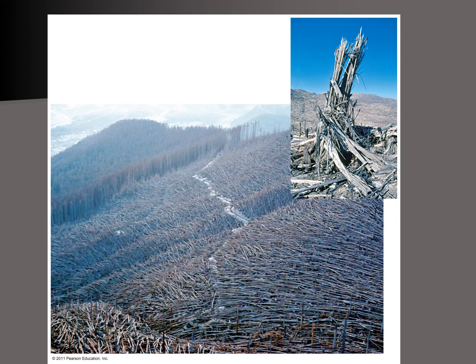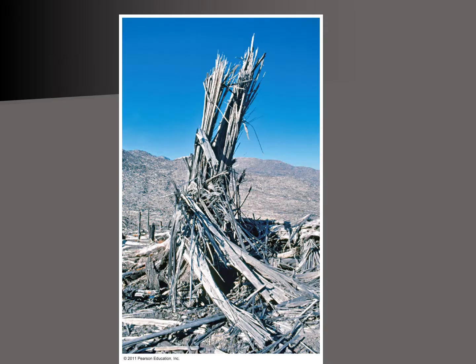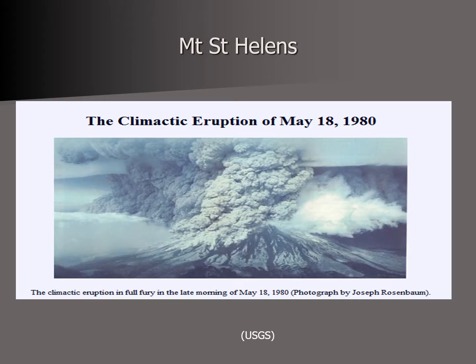And if you look at the inset there, you might think that looks like some corn stalks, but that is what's left of what had been a nice, healthy, tall hardwood tree. And that's all that's left of it. And that's just from the blast. Okay, the lava didn't reach there, the pyroclastic cloud didn't reach there, the lahar didn't reach there, and yet it's still just utter devastation. Here's a close-up of that destroyed tree.